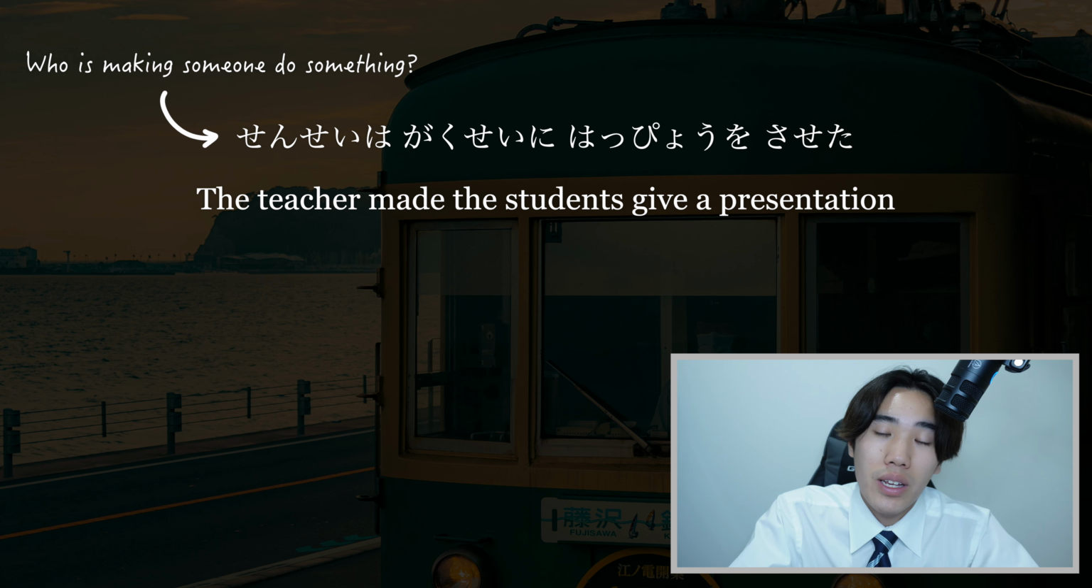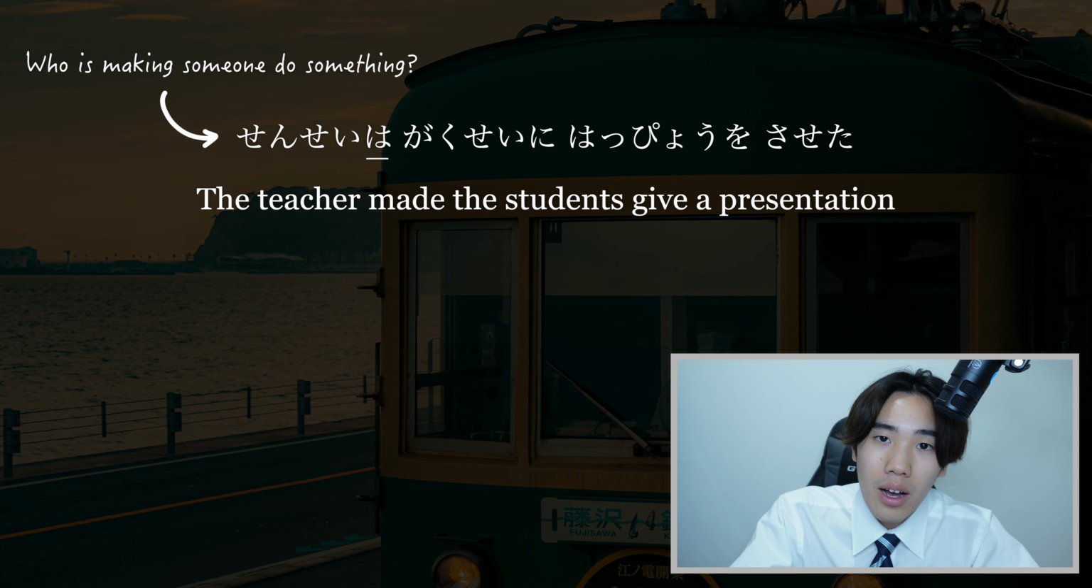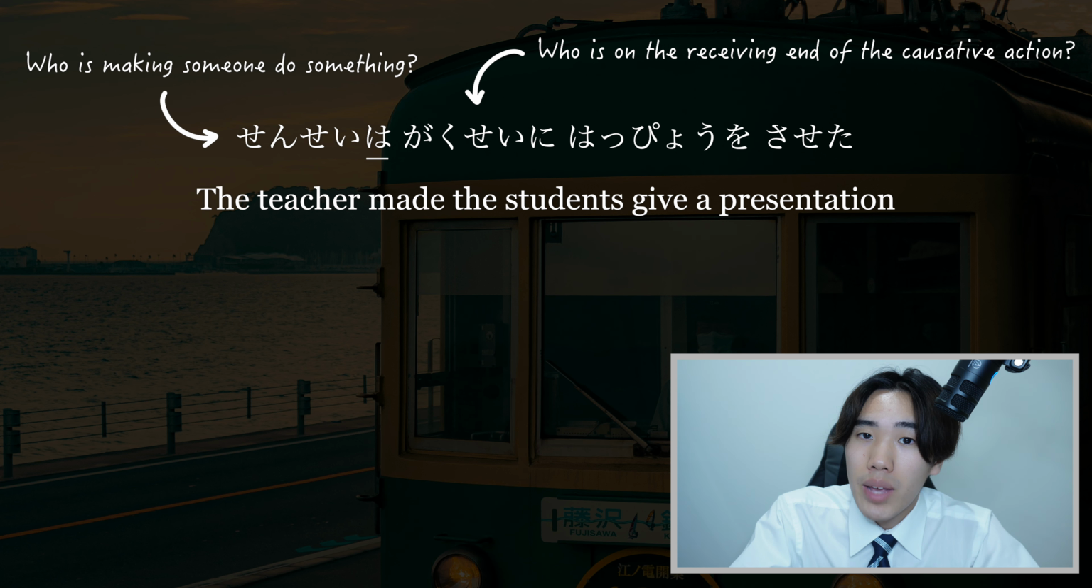So therefore, we specify who is making someone do an action using the sentence particle wa, which is the subject particle. Sensei wa 学生に, and after that, we specify who is on the receiving end of the causative action. In this case, it is the student. The student is made to do an action. The student is made to do a presentation. Therefore, 学生に発表をさせた. To put it all together, 先生は学生に発表をさせた, which is the teacher made the student do a presentation.